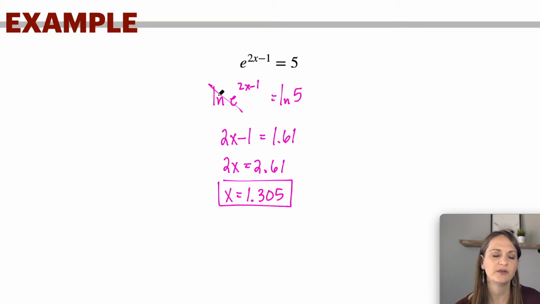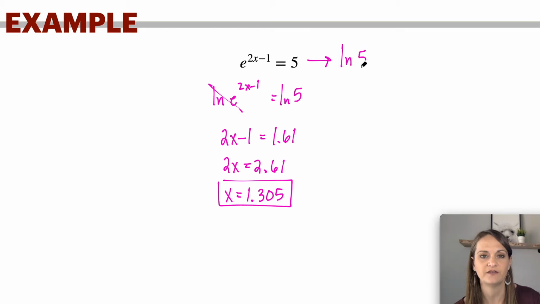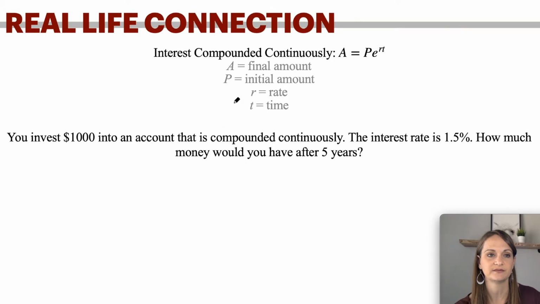Now, I do want to make a comment that you do not technically have to multiply both sides by natural log. That is what is actually happening. When you rewrite this, you're basically saying the natural log of 5 is going to be equal to the exponent because the natural log and e cancel each other out. You're basically rewriting it as an inverse.